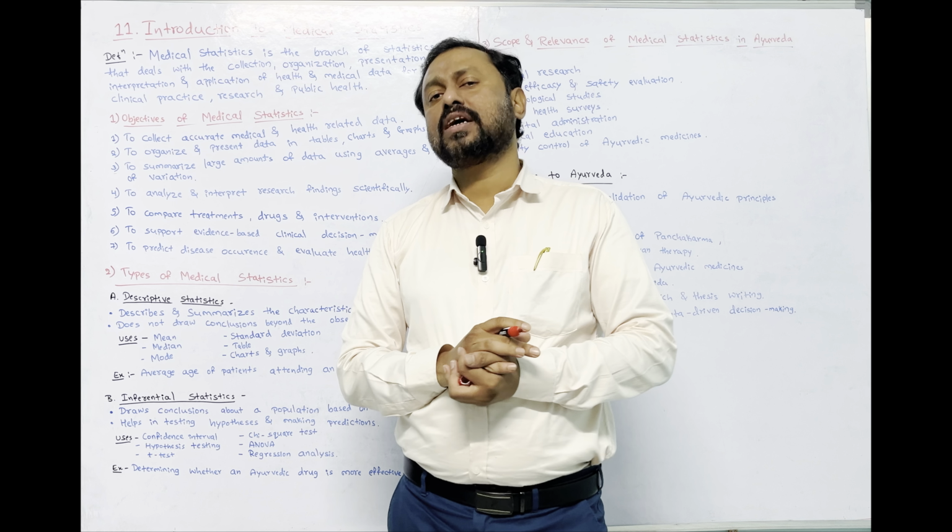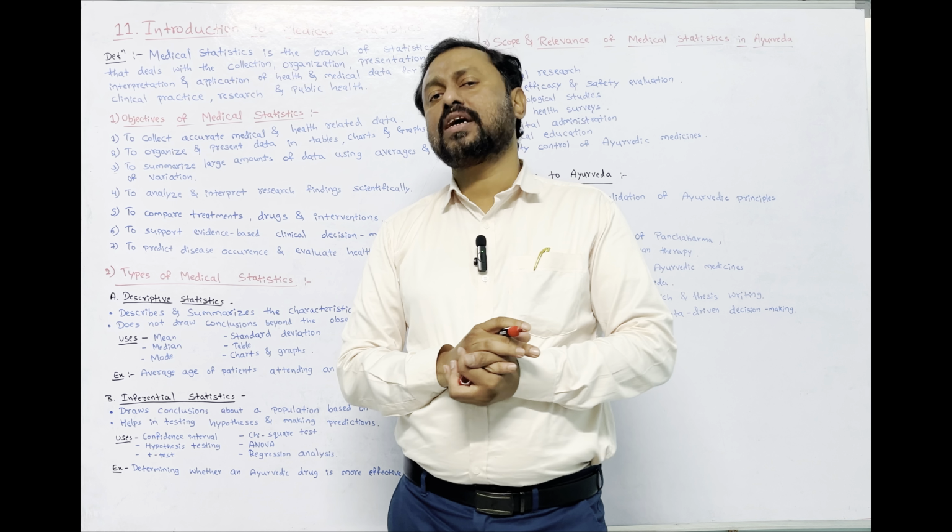The next one is to summarize a large amount of data using average measures and variations. It means the large data we gather and collect has to be made into summary form. That is the third objective. The next one is to apply mathematical formulas and interpret the results found through scientific methods. This is the fourth objective. Next, to compare treatments, whatever treatment, drug and intervention is going on during trials. This is the fifth.